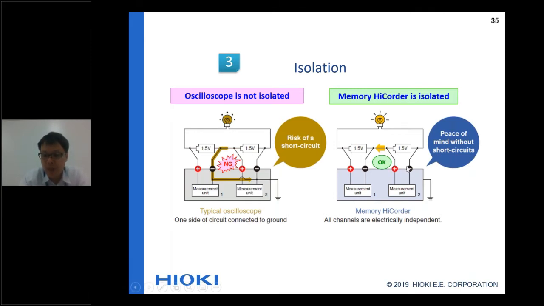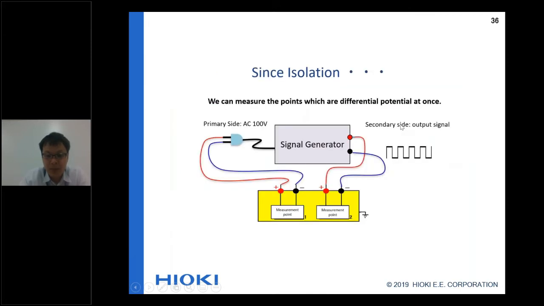But the memory recorder is perfectly isolated on all channels, from the negative terminal to the ground. So you don't need to worry about the short circuit. You can just connect and measure. Very, very easy. So if you want to measure two kinds of line, like the primary side and secondary side of a PCS, for example, please use an isolated product, like a power analyzer and our recorder. Both products are perfectly isolated for each channel. So that's why it is very good.